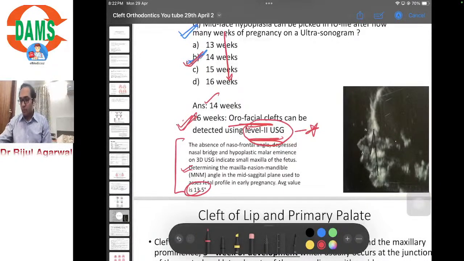Okay, so this is the earliest time at which you can diagnose this. I hope the developmental age and the time at which you can diagnose are clear.